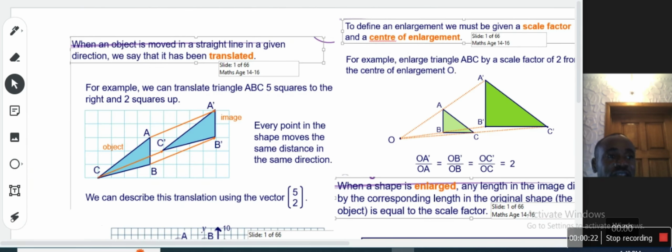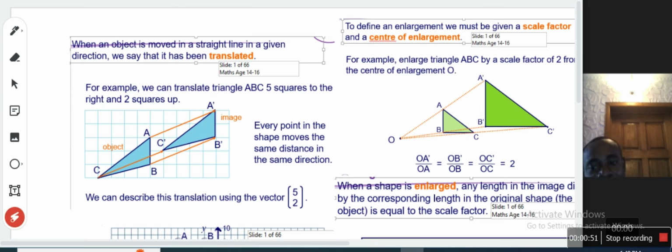So basically in geometry, transformation is to change the shape, either by making it larger or moving it, shifting it, or rotating it. So there are actually four basic things we look at in transformation. Translation, which is like a shift. To translate means to shift something.